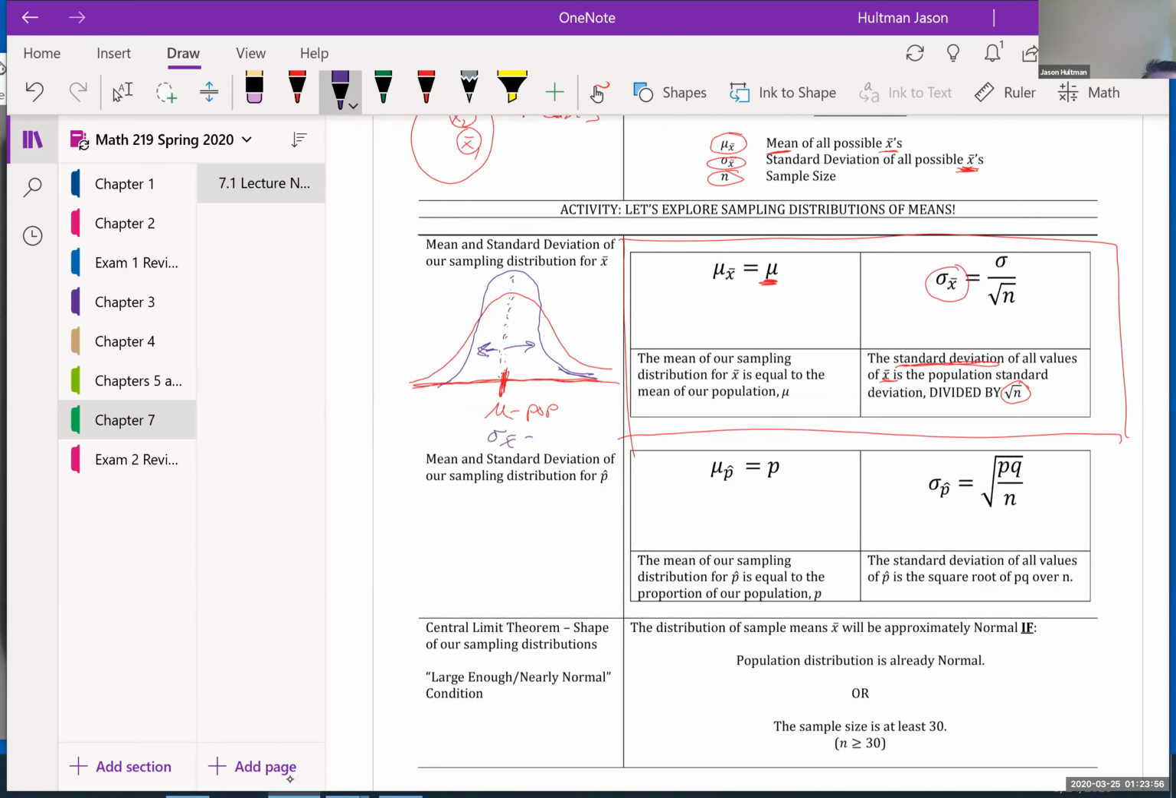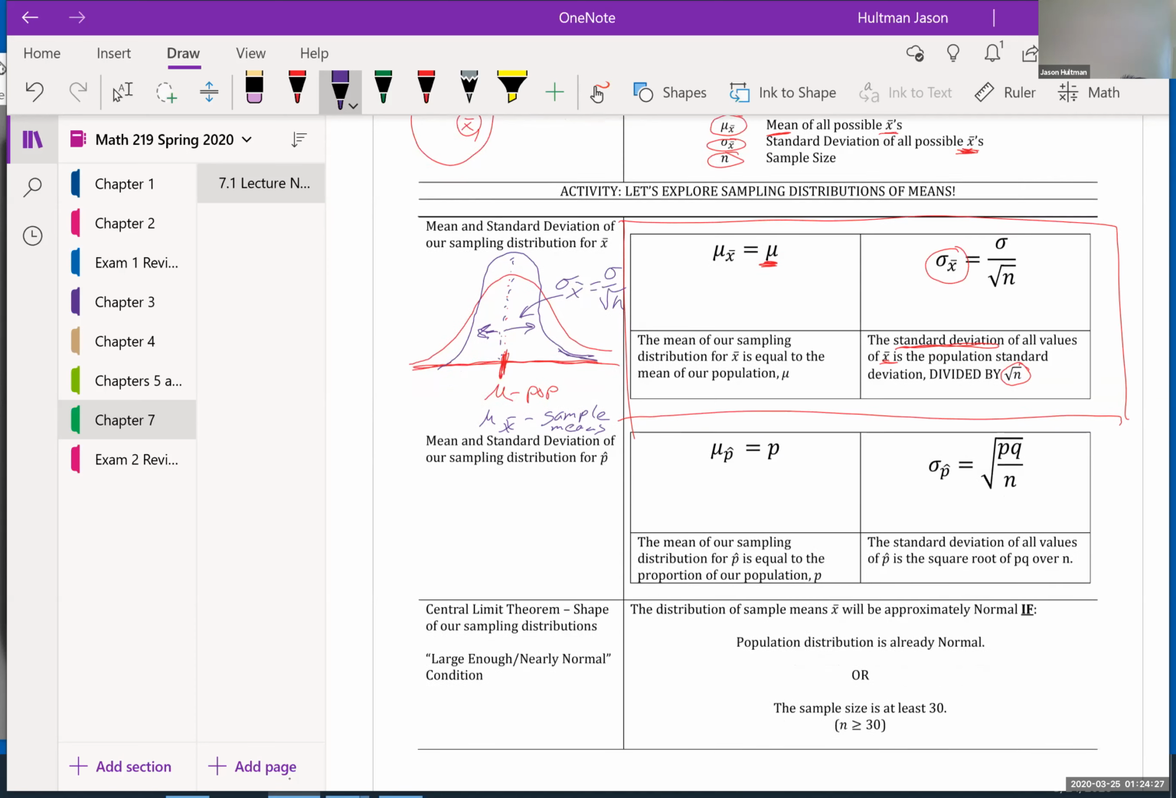The purple one is for the sample means. Sorry, that was mu. But here the standard deviation of X bar is equal to the original standard deviation divided by the square root of the sample size. And that's how I get my new standard deviation.